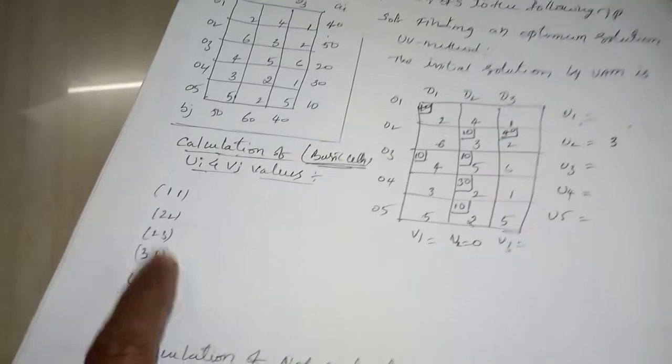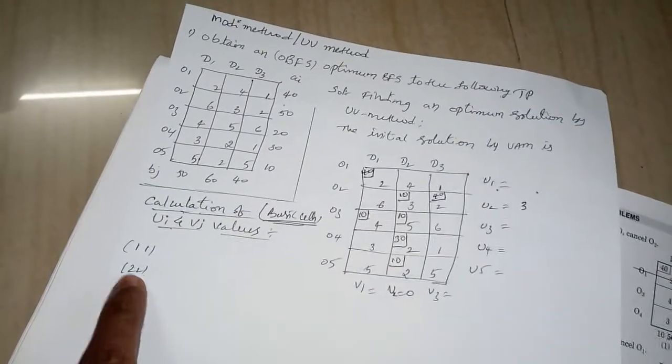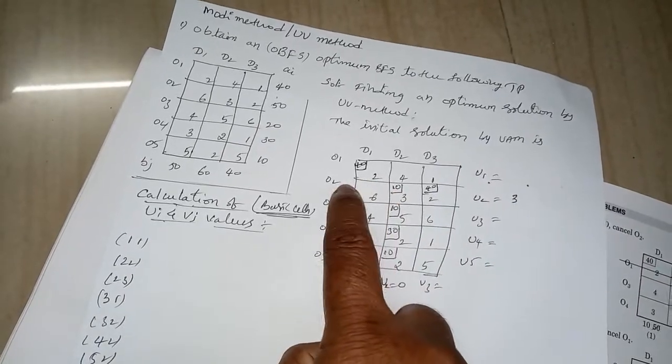That's why I'm specifying here (1,1): 40 is available in first row, first column. Then 10 is available in second row, second column. So I'm specifying wherever the basic cells occur. If you write it in this way, it will be very easy.